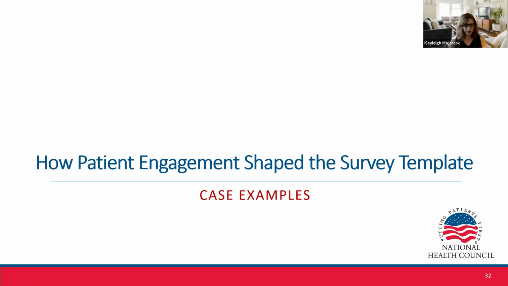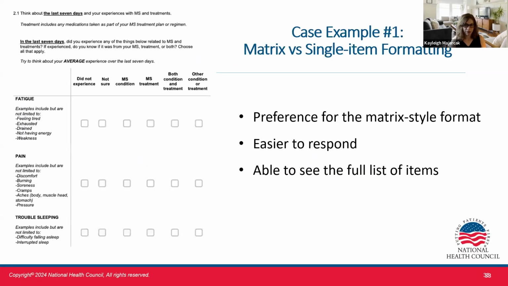So what I really want to get to is how patient engagement shaped the survey template, and I have a couple examples to share. So this first example, as I mentioned, we were trying to understand the preference for formatting. And so you see the question on the left here. This is an example of the matrix style format or the table format. And this was preferred across the board with patients. They said it was easier to respond to. They could see the full list of items. They could scroll up and down.